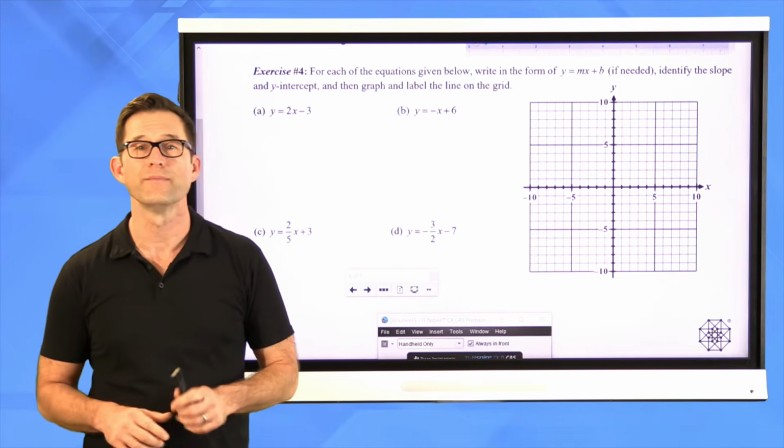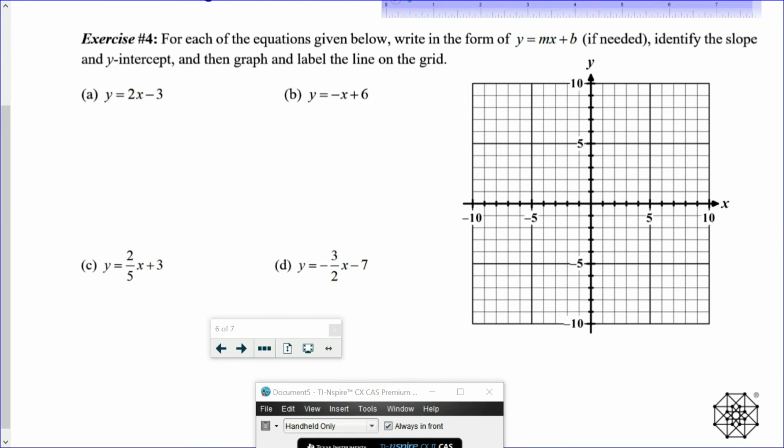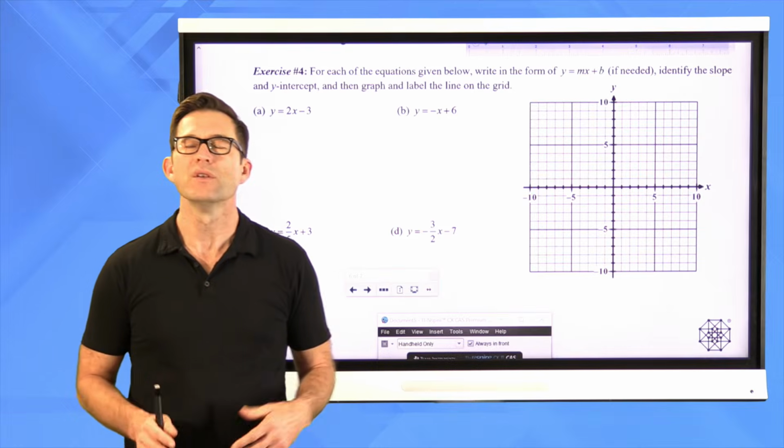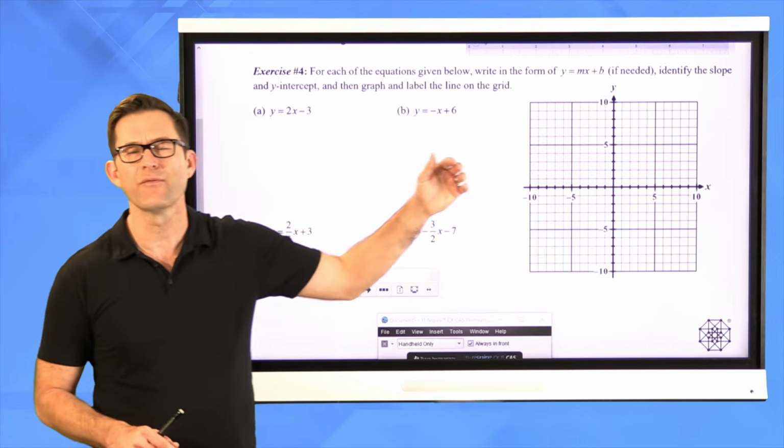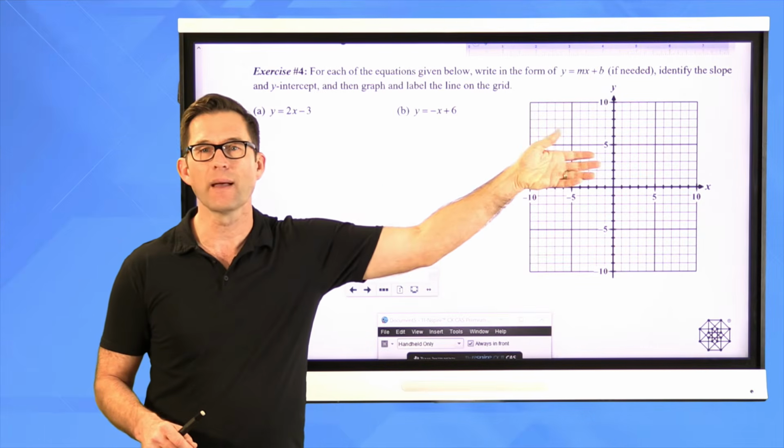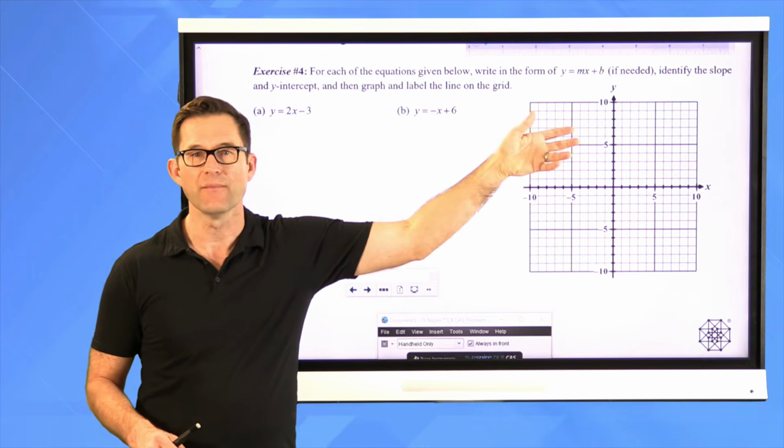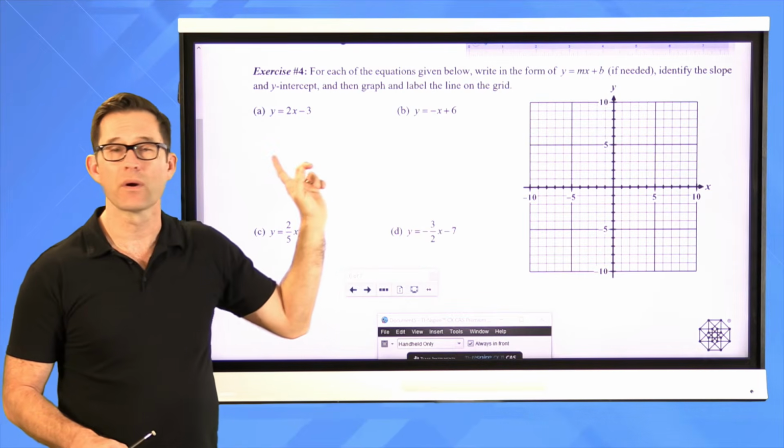Exercise number 4. For each of the equations given below, write the equation in the form y equals mx plus b, if needed, identify the slope and the y-intercept, and then graph and label the line on the grid. All right, so in other words, like it says, write it in the form of y equals a number times x plus b.